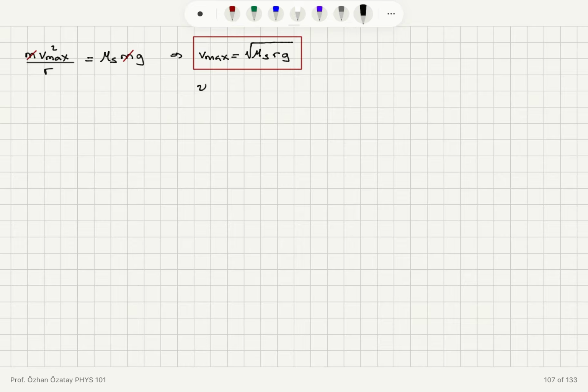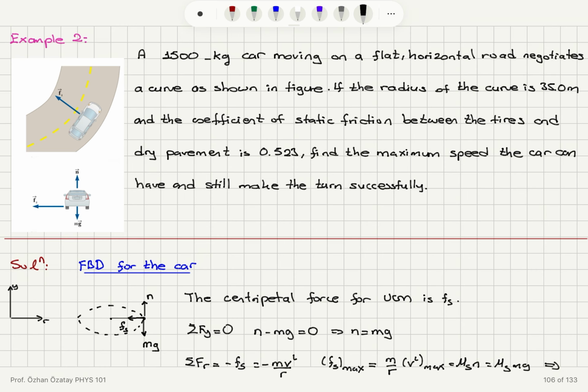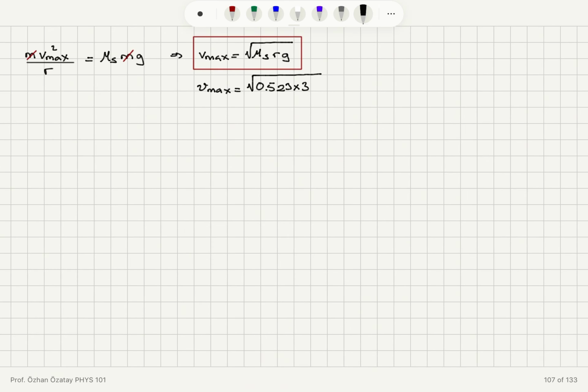So that will give us for v max the square root of 0.523. The radius was 35 meters, so it is 35 multiplied with 9.8 meters per second square, and that gives us a numerical answer for v max: 13.4 meters per second, since we're using SI units.